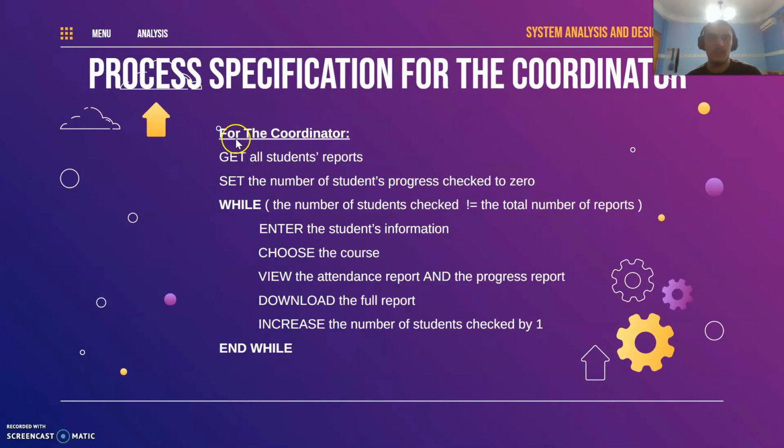Then you have the process specification for the coordinator. What the coordinator will do is that he or she is going to receive all the students' reports. Then the number of students' progress checked by the coordinator is going to be set to 0. So the condition in our while loop is the number of students checked does not equal the number of reports. The coordinator is going to enter the student's information, choose the course, and then view the attendance report and the progress report. He or she is going to download the report file, and then the number of students checked by the coordinator is going to be increased by 1, and the loop will keep on looping until this condition is false.